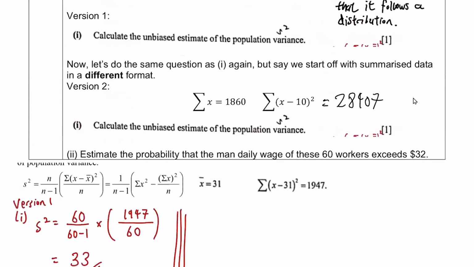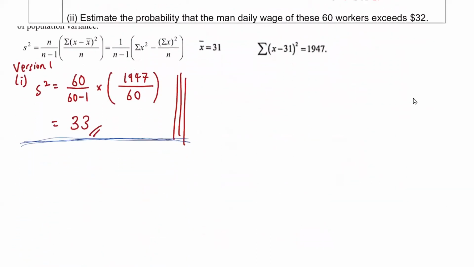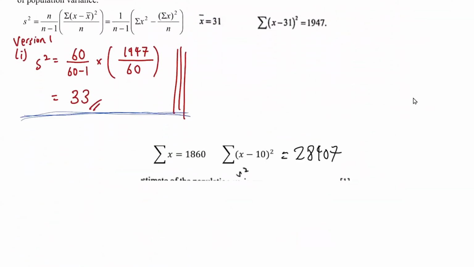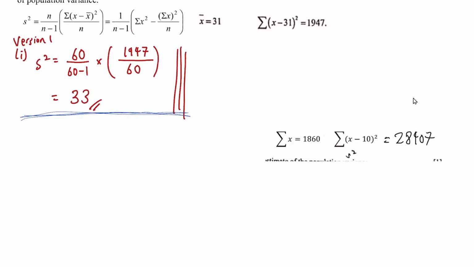Now we try version 2. In version 2, we are given the following information instead. The summarized data: this time we are given sum of x equals 1860 and sum of (x minus 10) squared equals 28407. Notice this is sum of x, this is not x bar. So which formula do you think is more useful now? Version 1 or version 2? Version 2, or is it none of the above? There's a version 3 as well, right? Remember version 3?